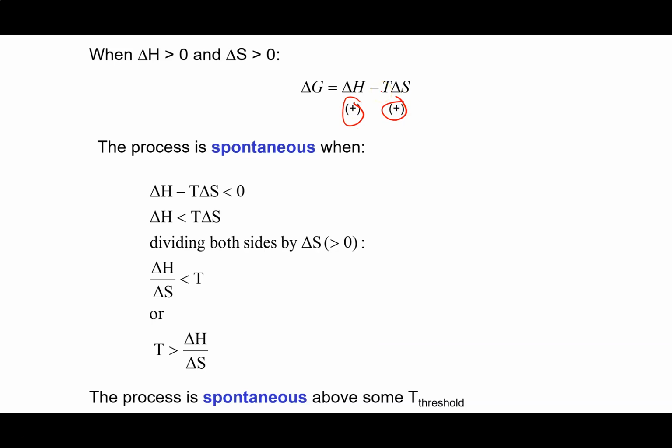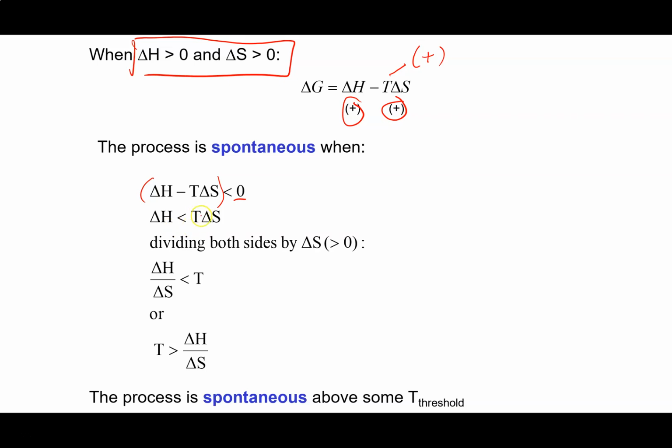So let's begin looking at the case where both delta S and delta H are positive. Okay, so delta H is positive, delta S is positive. Remember, the temperature is always positive. So delta H minus T delta S gives me the Gibbs free energy, and the reaction will be spontaneous when that quantity is less than 0. So then I'm going to add T delta S to both sides. So this is saying that when delta H is less than T delta S, then this process will be spontaneous.